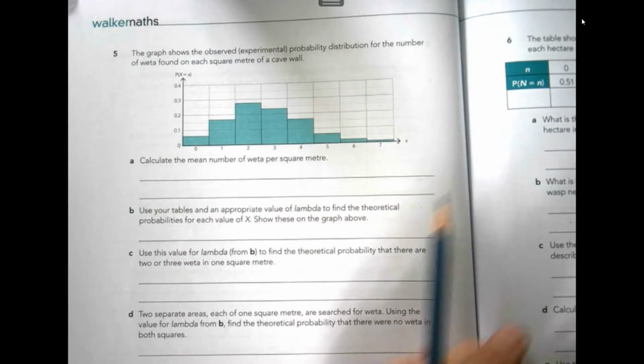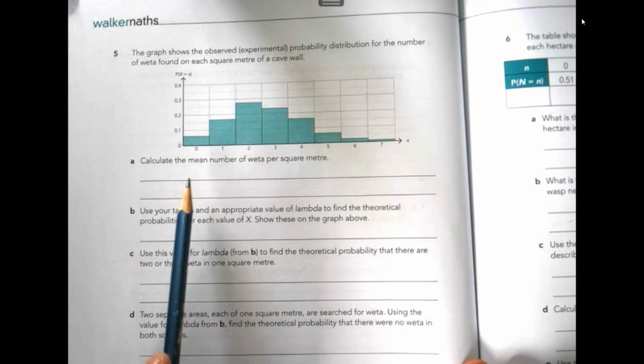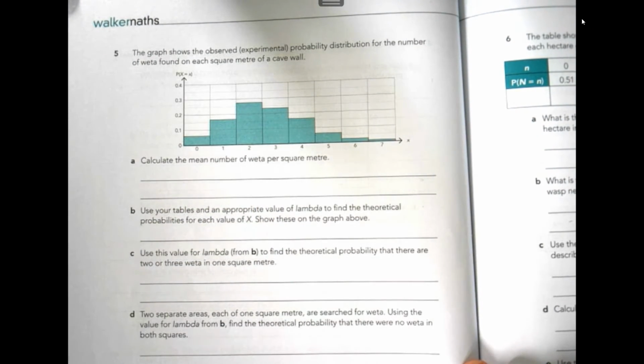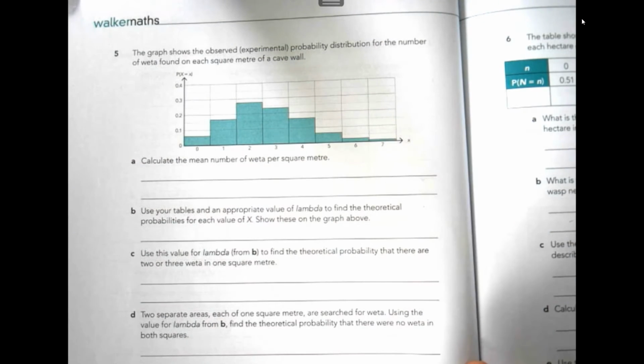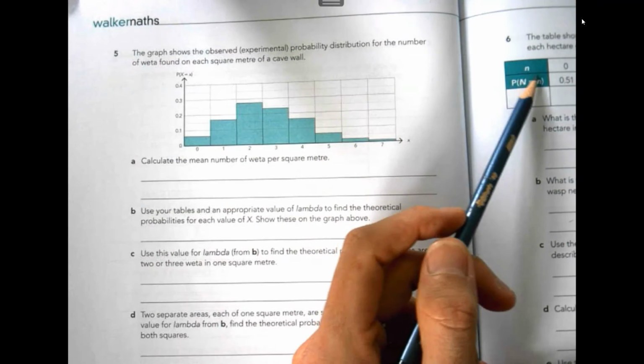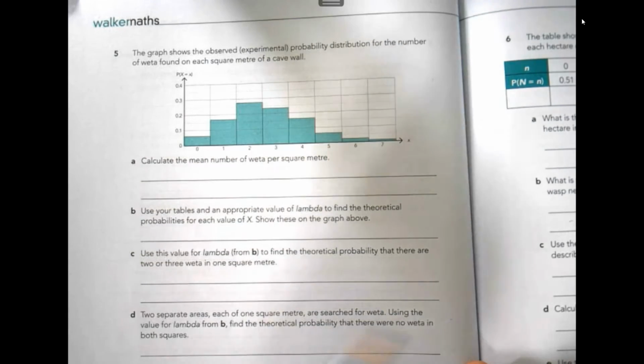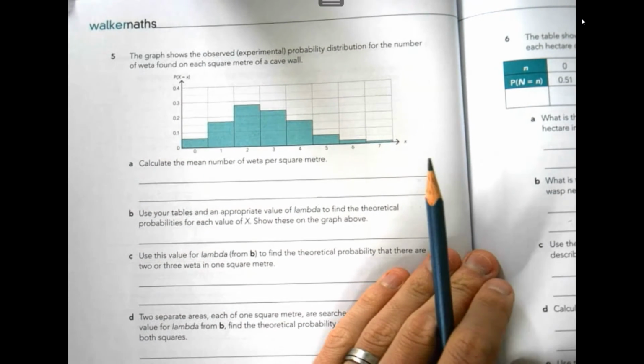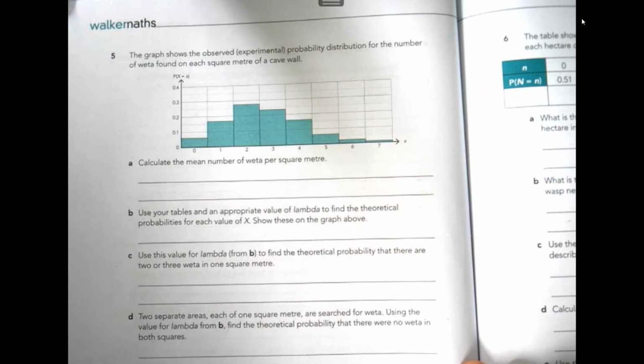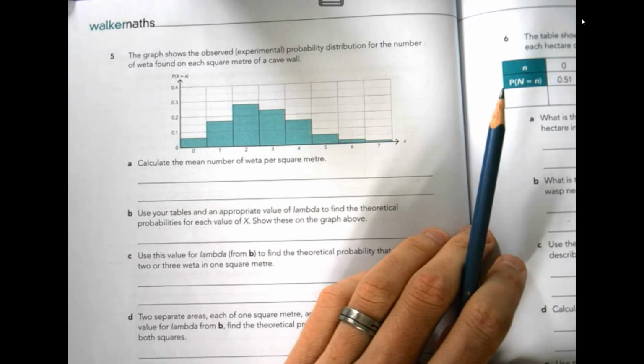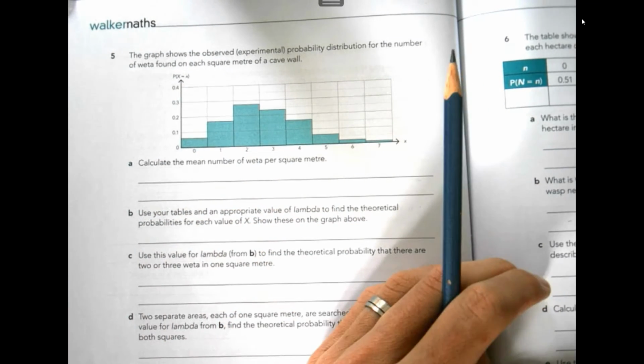Alright, so the first question here is asking us to find the mean number of weta per square meter. They haven't given us the mean, but they've given us a graph. On the next page, they'll give us a table that we're to work out the mean from. To find the mean of something, we can do it by hand, or we can use our graphics calculator to enter in all this data that they've given us to calculate the mean for it.